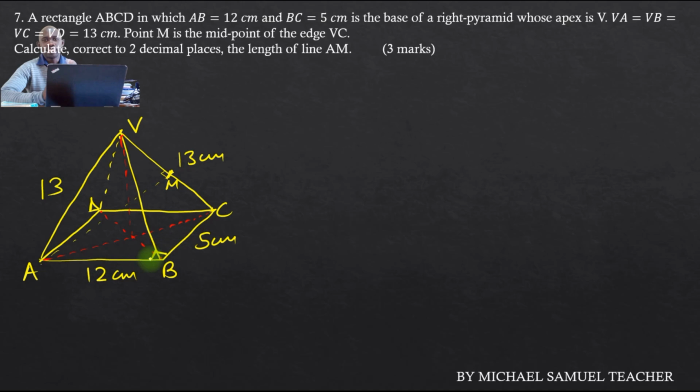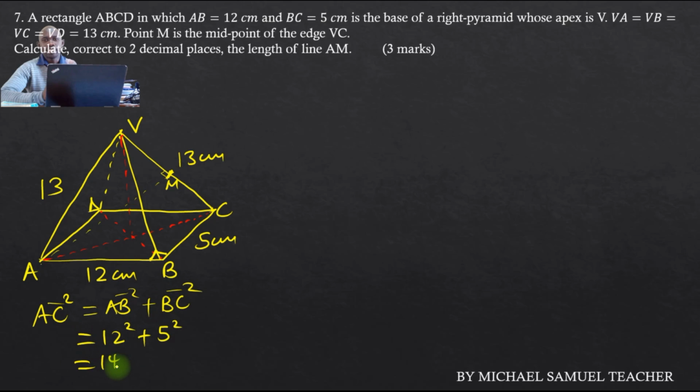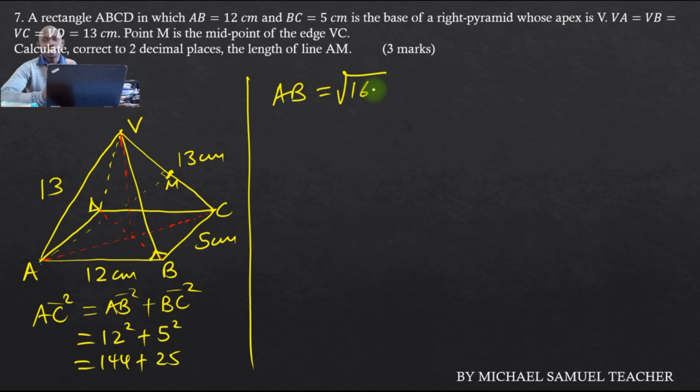So AC, at B, plane ABCD, at B it is 90. Therefore we use Pythagoras theorem. So AC squared is equal to AB squared plus BC squared. So this will be 12 squared plus 5 squared, which is 144 plus 25. So AC will be square root of 169, which is 13 centimeter.